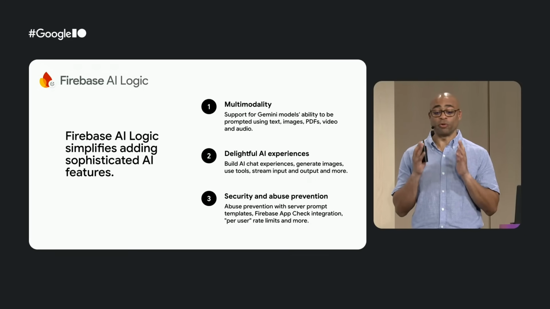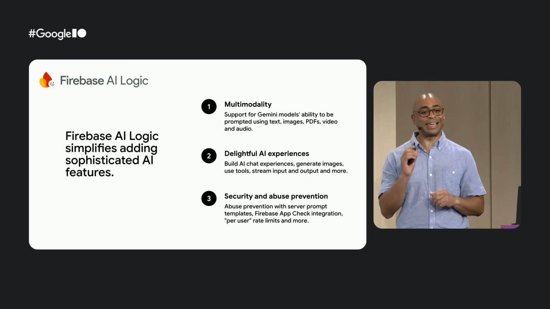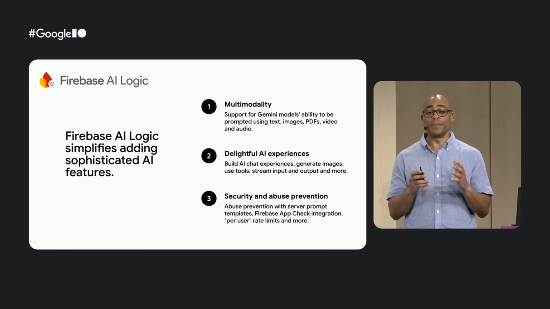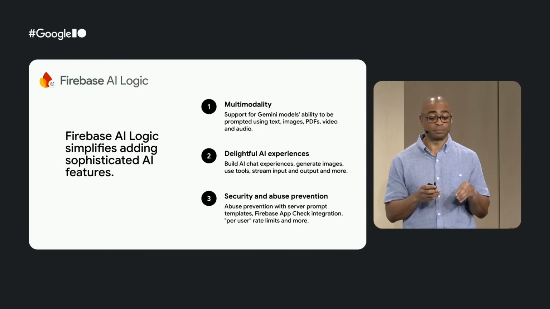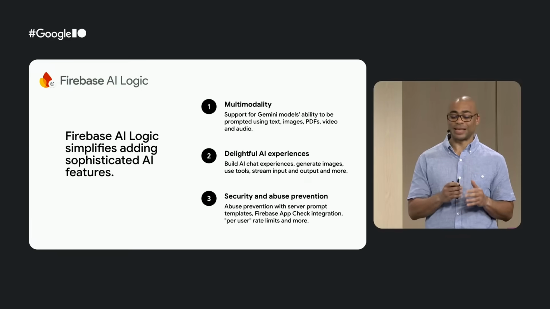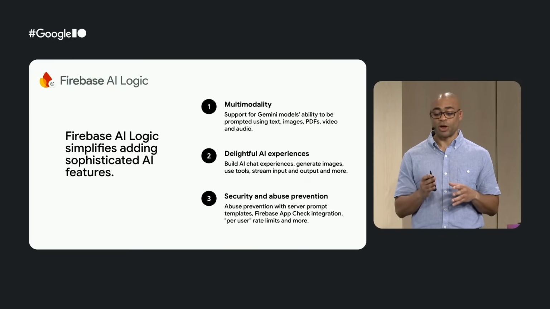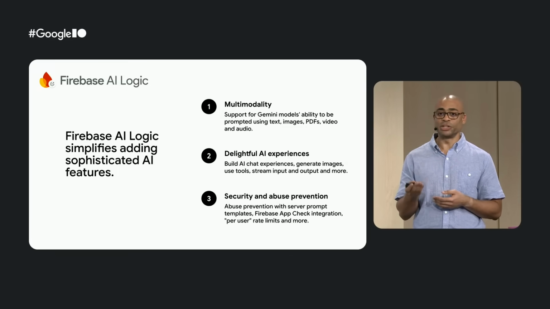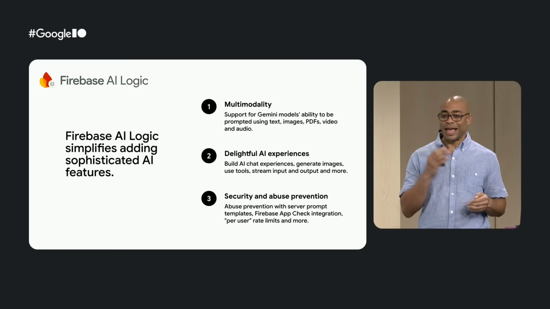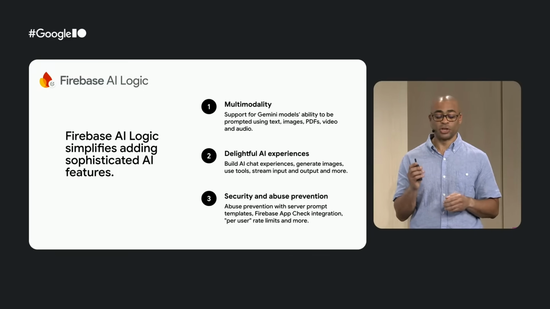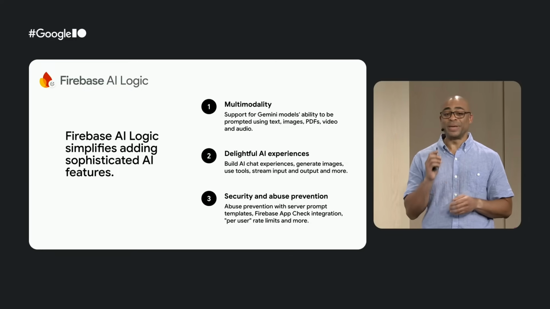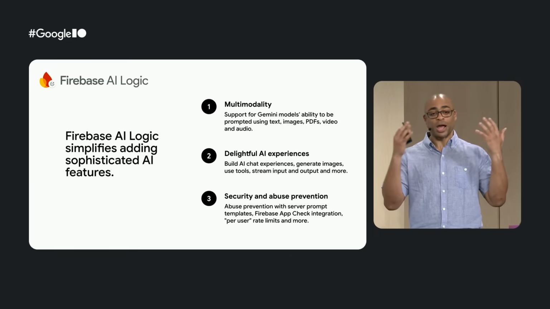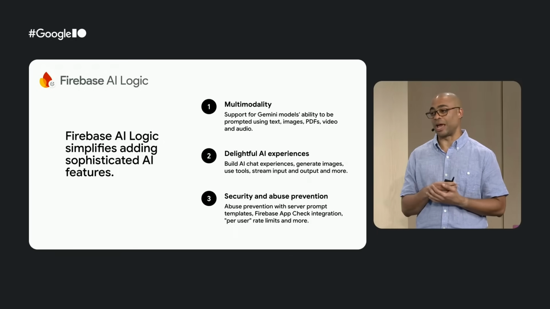Protecting your Gemini resources from abuse is a key value proposition for using Firebase AI Logic when implementing AI features in your app. Server prompt templates help protect your prompts from being exposed on the client side. Integrations with Firebase AI Logic help prevent non-app access to your models, and built-in user rate limits prevent a few users from abusing your app's AI quota.